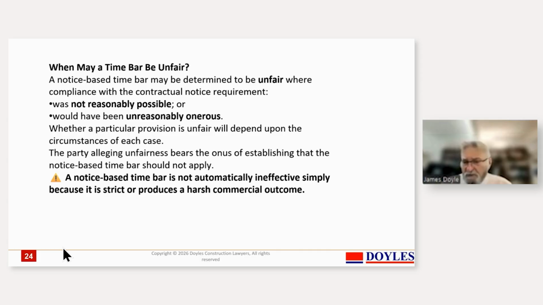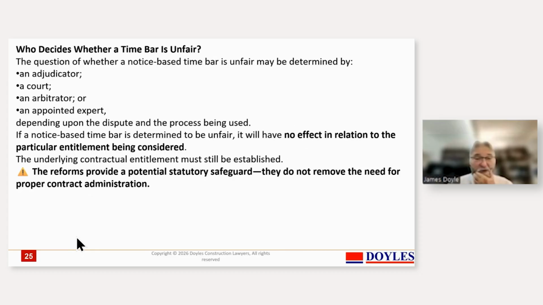Now, the situation is who decides it's unfair? Well, it could be any number of a team of likely lads: an adjudicator, a court, an arbitrator, an appointed expert. You could always appoint an expert and say, look, these time bars are unfair and should be adjusted. Otherwise, if it is unfair, it will have no effect in relation to a particular entitlement. So it will be disregarded. They provide a safeguard, but they don't remove the need for proper contract administration. Can't stress that enough. Make sure you comply.